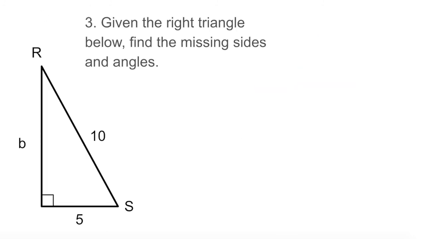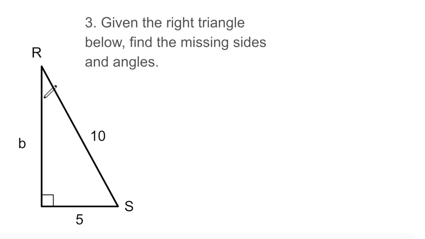Given the right triangle below, find the missing sides and angles. Let's see. Here we know the hypotenuse and the shortest side, but we don't know side B. We don't know either of the two angles. Uh-oh. How are we going to figure out those two angles? Well, look. Just based on the ratio of these two sides, we know a bunch of things. If this is 5 and this is 10 and this is a right angle, that's enough to determine that this is a 30, 60, 90 triangle.